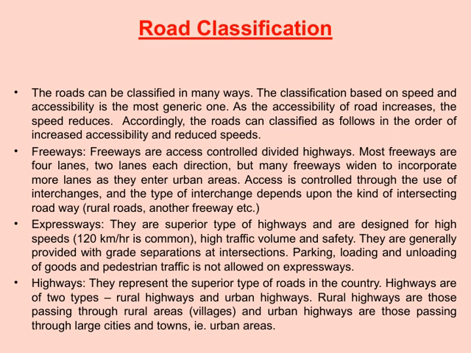Next, we have expressways. Think of these as a step above regular highways. They're built for high speeds, often around 120 kilometers per hour, and are designed to handle large volumes of traffic safely. To achieve this, expressways typically feature grade separations at intersections, meaning there are no crossing traffic signals.